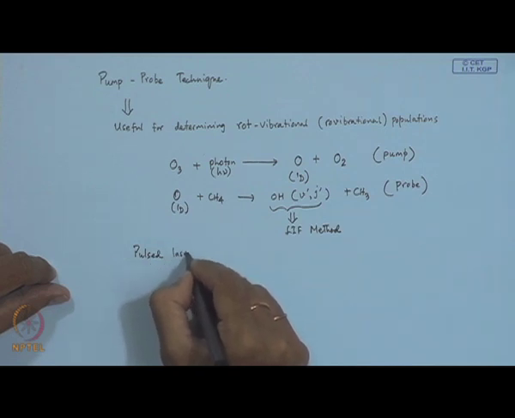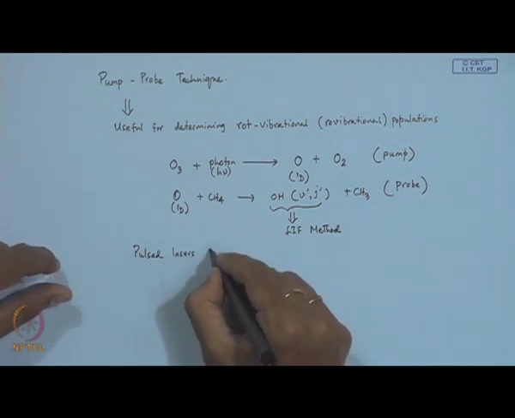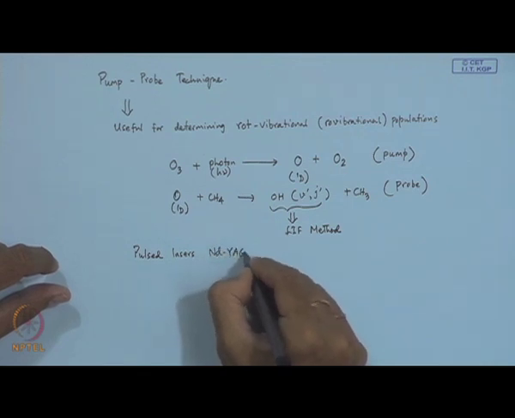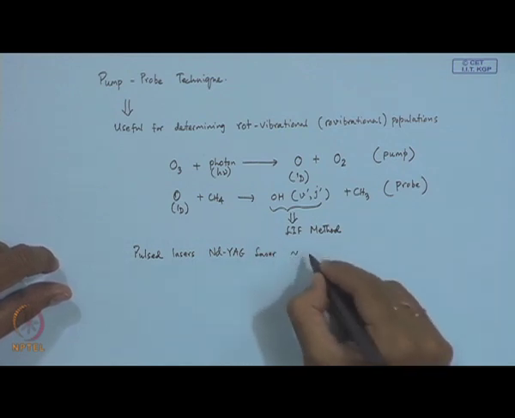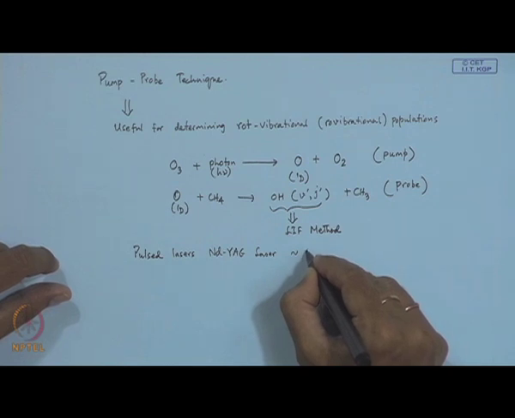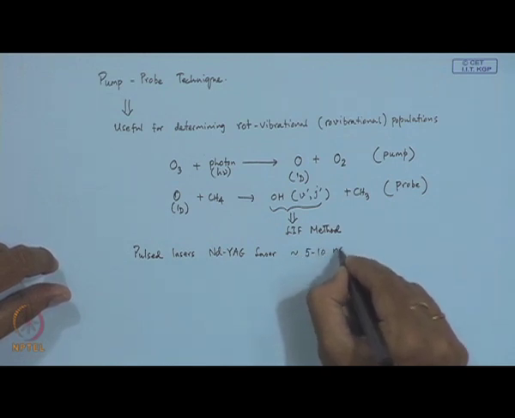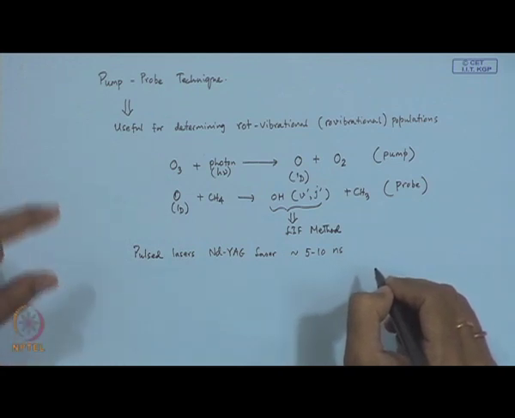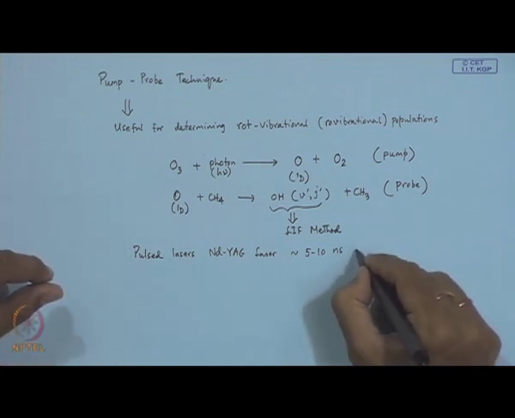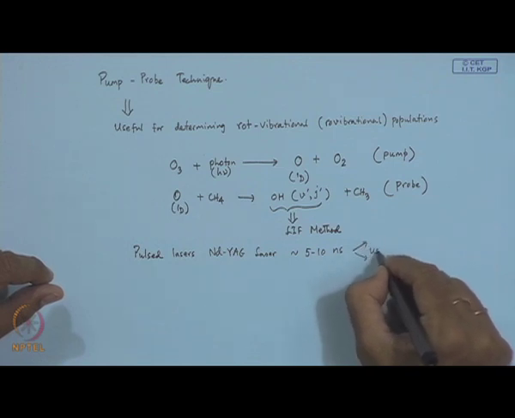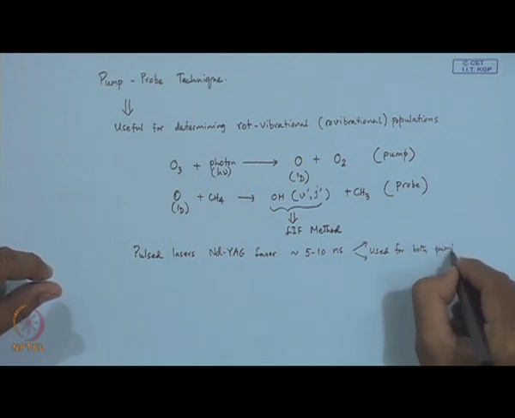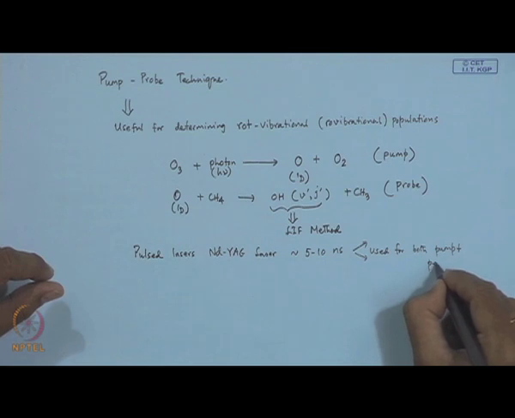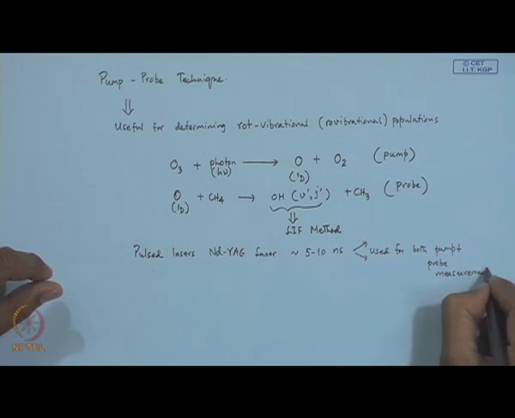Okay. So, a pulsed laser, maybe a typical Nd:YAG laser, which has a pulse width of the order of nanosecond, say 5 to 10 nanosecond, is used for both pump and probe measurements.